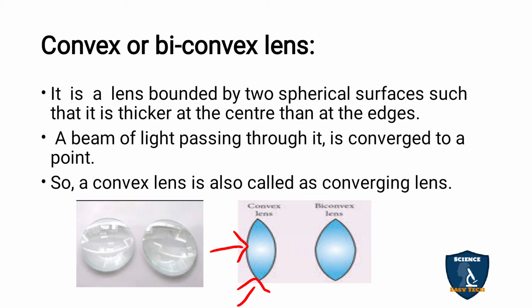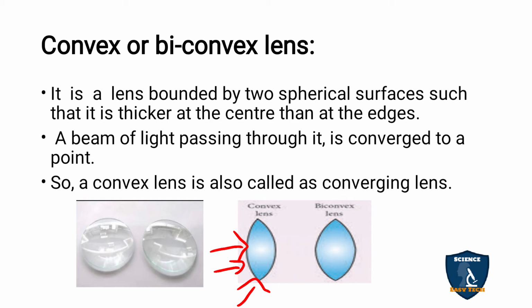And when light is passing through the convex lens, it converges at a point. Converge means it focuses at a point. It brings all the rays to the same point. So it is converging, and due to this property, this lens is called a converging lens.